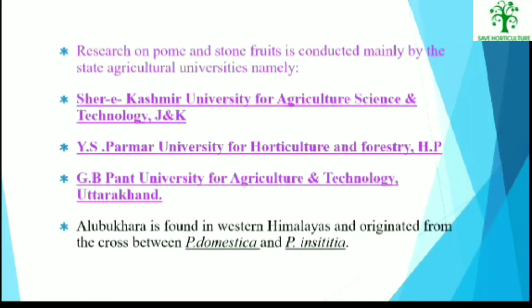Research on pome and stone fruits is conducted mainly by the state agriculture universities, namely Sher-e-Kashmir University of Agricultural Sciences and Technology, Jammu and Kashmir; Dr. Y.S. Parmar University of Horticulture and Forestry, Himachal Pradesh; and G.B. Pant University of Agriculture and Technology, Uttarakhand. Alu Bukhara is found in the western Himalayas and originated from a cross between Prunus domestica and Prunus insititia.